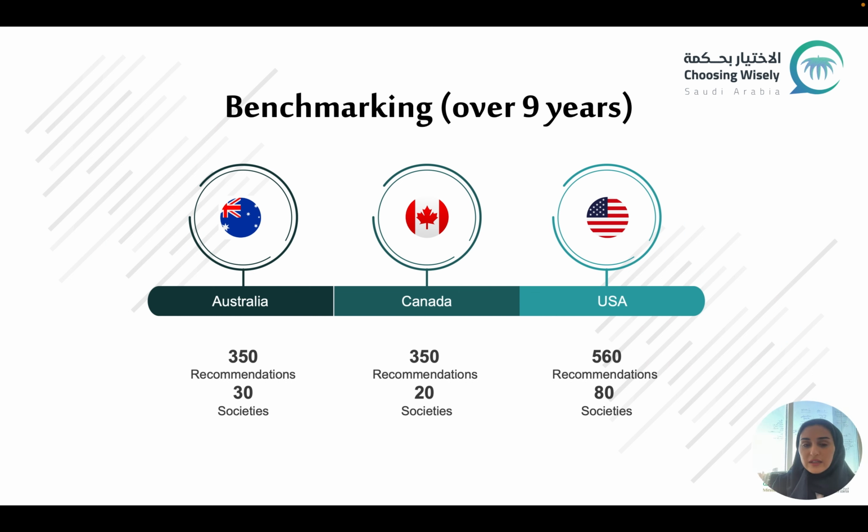In this slide, we can see that we chose Australia, Canada, and USA as benchmarks for our healthcare system in Saudi Arabia. And why is that? It is because when identifying barriers and how to overcome those barriers, each healthcare system is different. This is what I'm trying to show in the next slides.